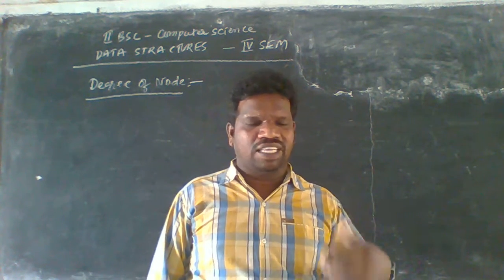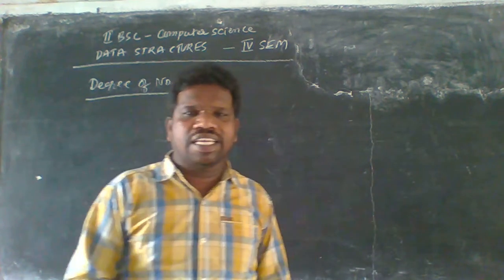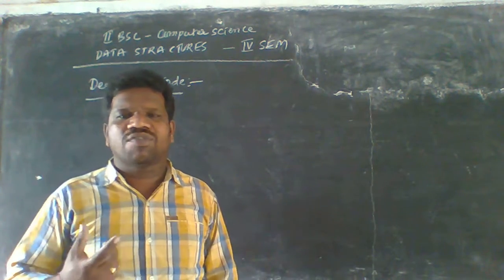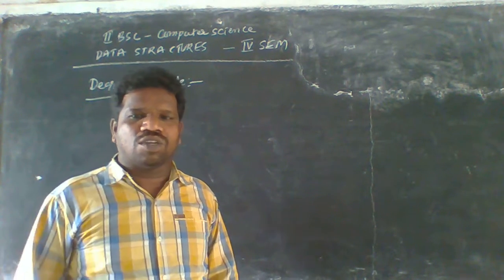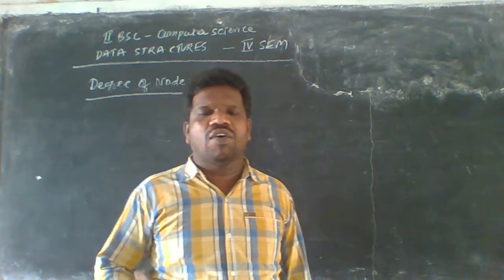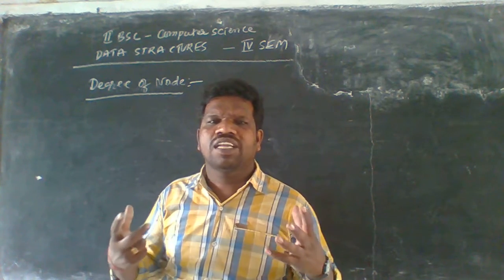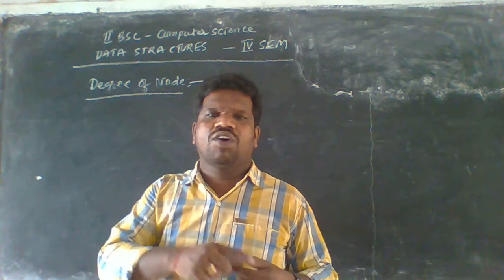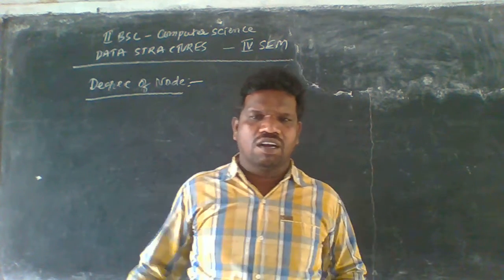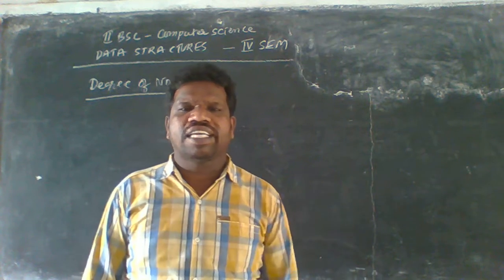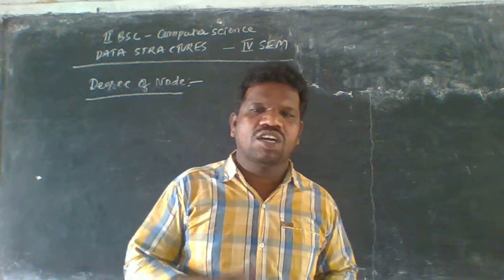What is the in degree? What is the out degree? So the degree of a node is defined like this: the number of edges connected directly to that node, the number of edges incident on it. That means you can specify how many nodes are connected to that node and how many are going away from that node; that is called the degree of a node. The degree of a node can be divided into two types. The first one is the in degree and the second one is the out degree.